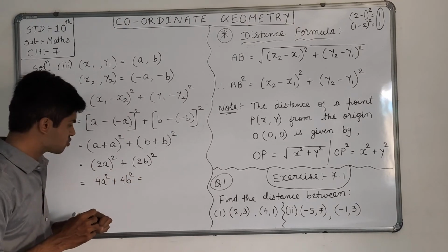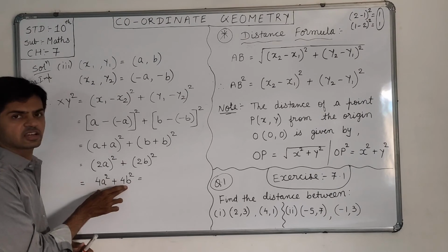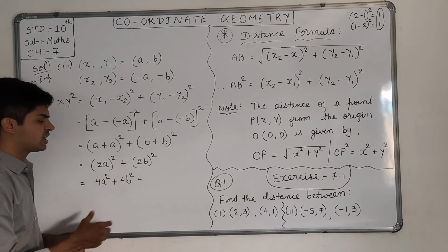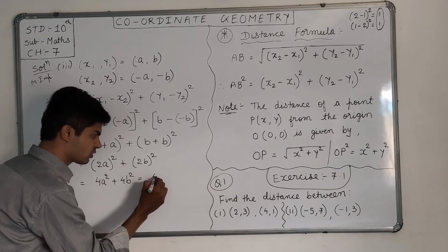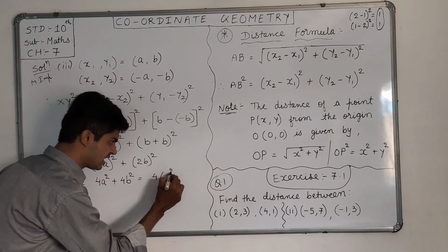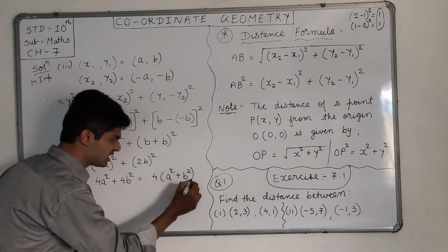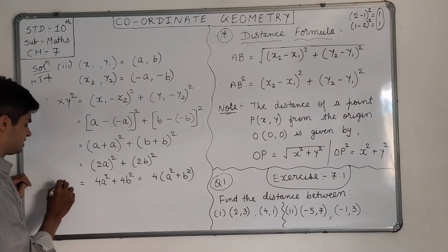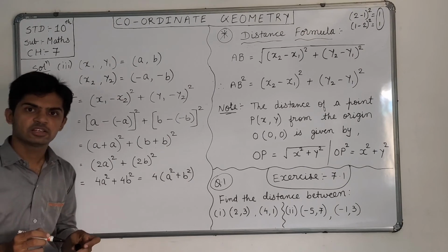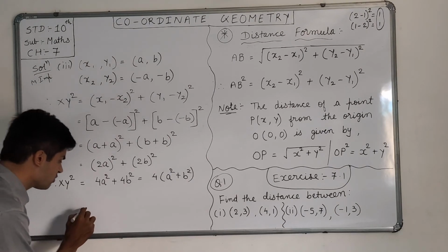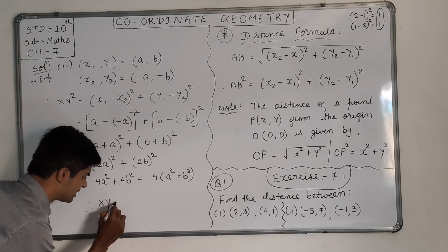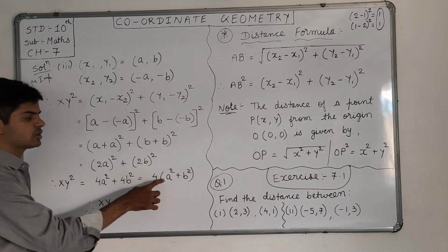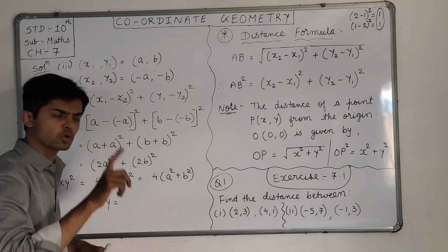Now we know only how to factorize. How to factorize this? It means something common comes out. Yes, from both, 4 will be common. So 4 will be common and inside the bracket a square plus b square is the answer of xy square. But we need to find the answer of xy. For xy, if you remove the square, the square root comes here.